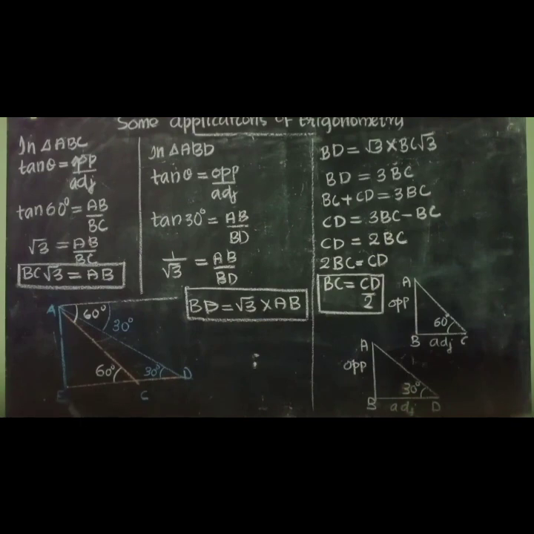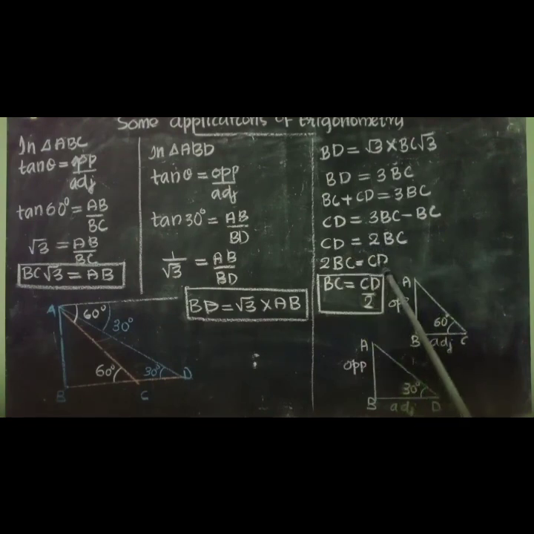Now, you see the figure. This BD is the total length. So this BD equal to BC plus CD. So we can replace this BD by BC plus CD. So we get BC plus CD equal to 3BC. BC we can take to right side. We get CD equal to 3BC minus BC. That is CD equal to 2BC.